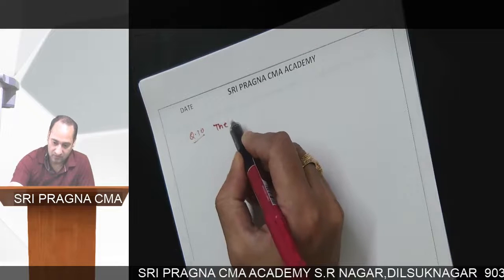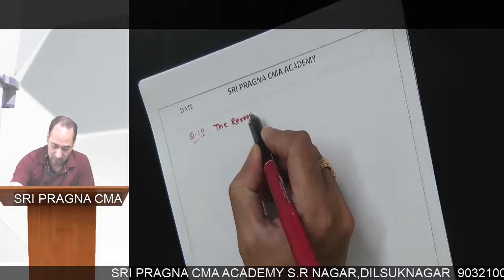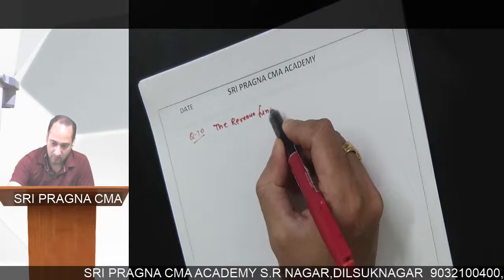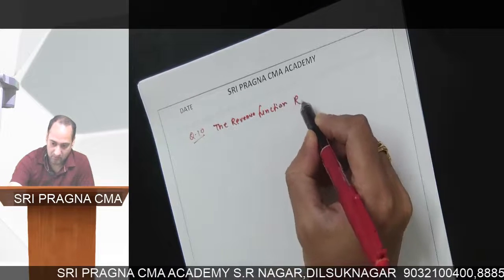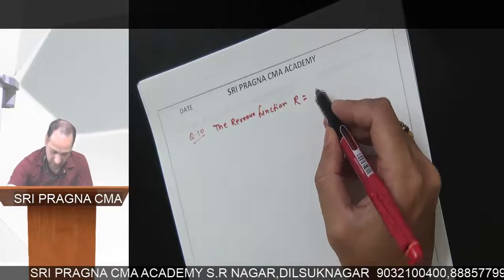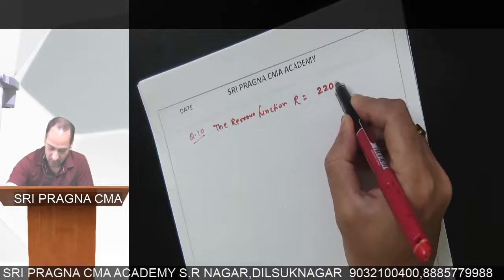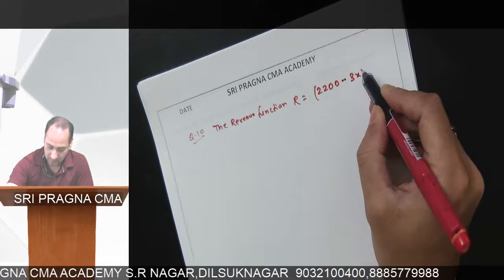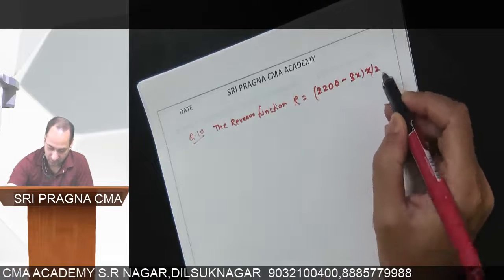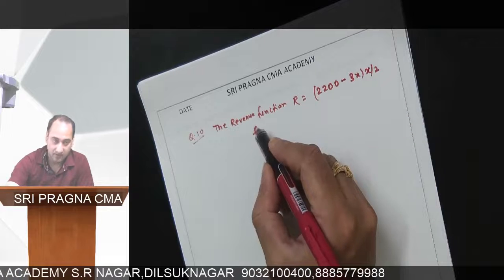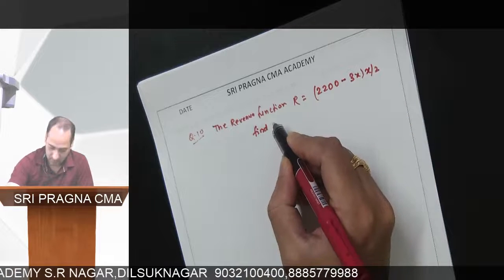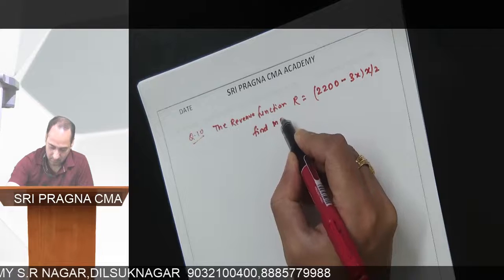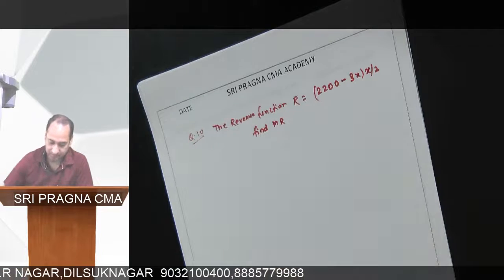The revenue function, that is R, is given as 2200 minus 3x by 2, times x. Find the marginal revenue.